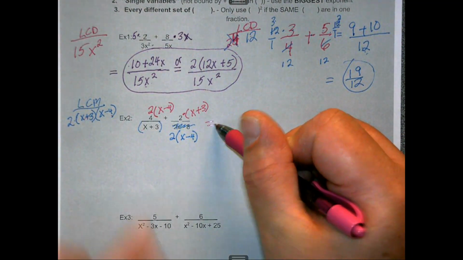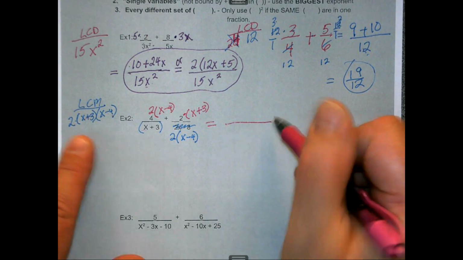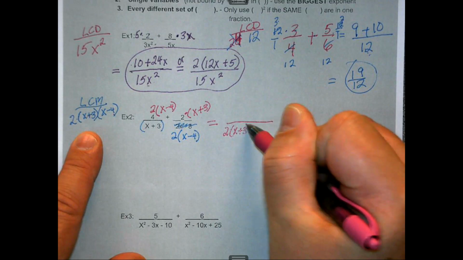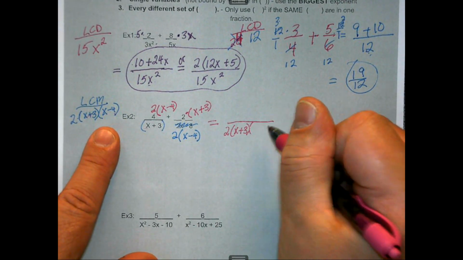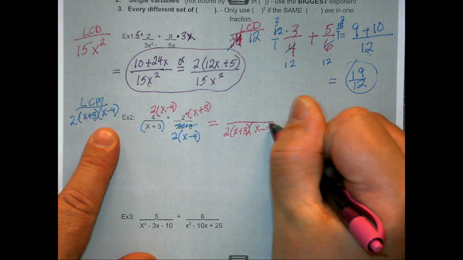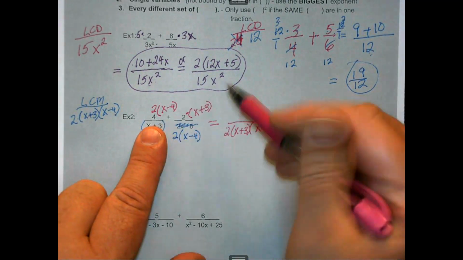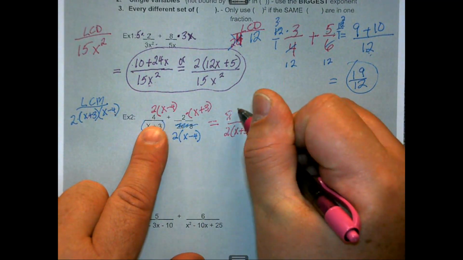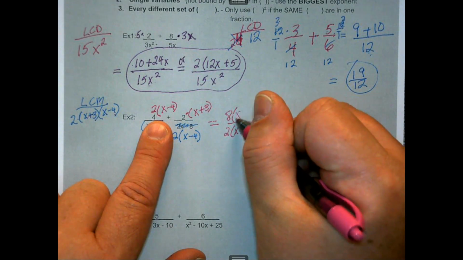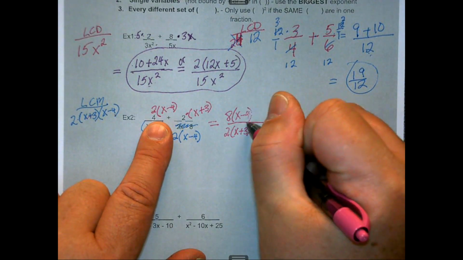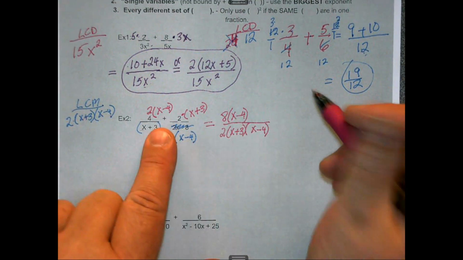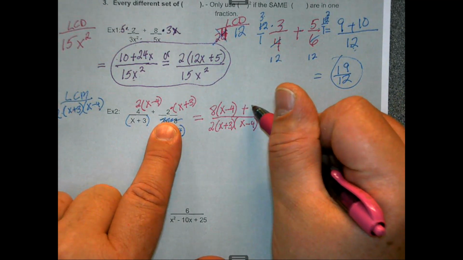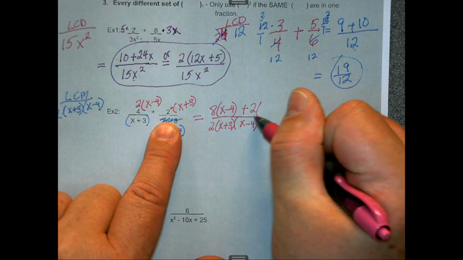All right, you ready? So in my denominator, I have the 2, the x plus 3, and the x minus 4. Yeah. In my first fraction, the numerator, 4 times 2 is 8, and I'm going to have that x minus 4. Plus, I have my 2 times x plus 3.